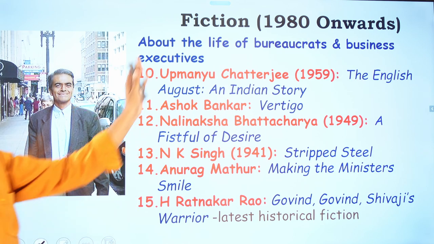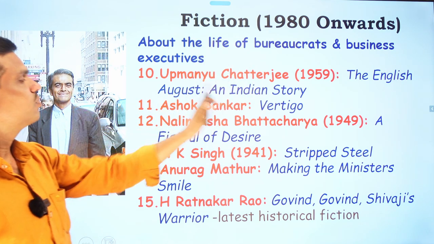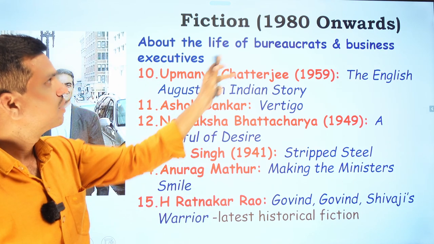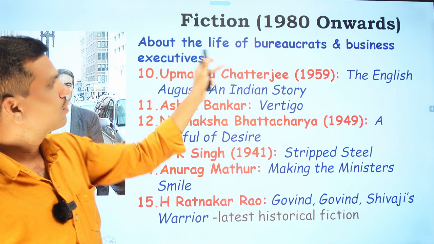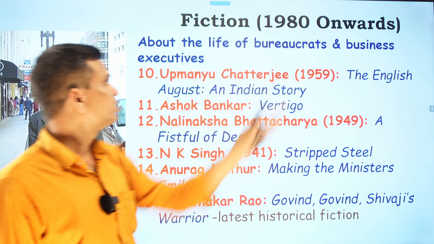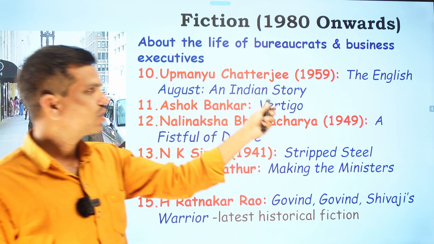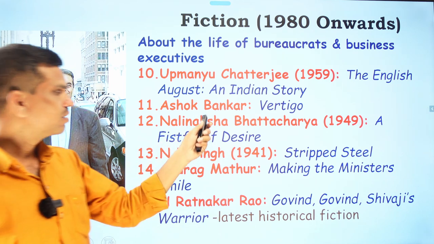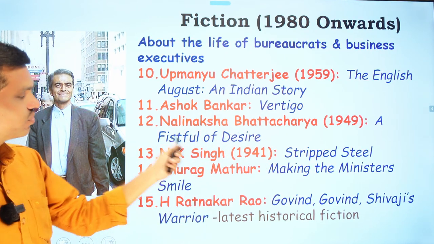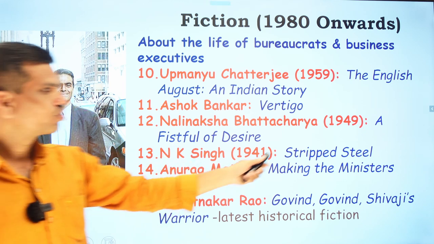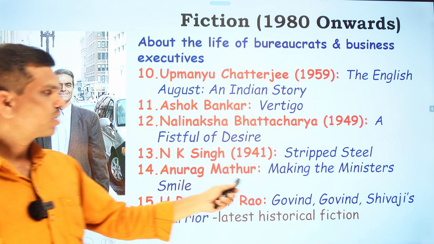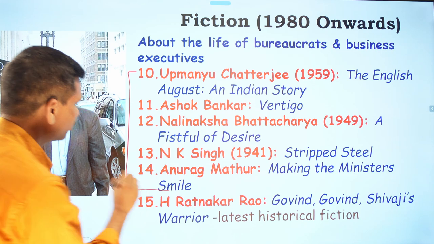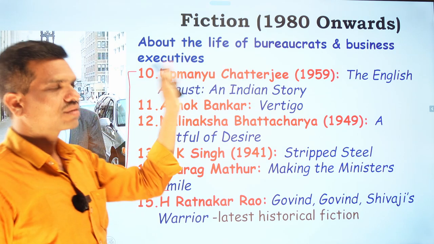Then we have fiction from 1980 onwards, and there we find different types of themes included in the fiction of the 1980s onward. For example, this fiction talks about the life of bureaucrats and business executives. For example, we have Upamanyu Chatterjee's English, August: An Indian Story. Then Ashok Banker's Vertigo. Then Nalinaksh Bhattacharya's A Fistful of Desire. Then N.K. Singh's Stripped Steel. Again, we have Anurag Mathur's Making the Minister Smile. From these we can find that these novels talk about bureaucrats and business executives.